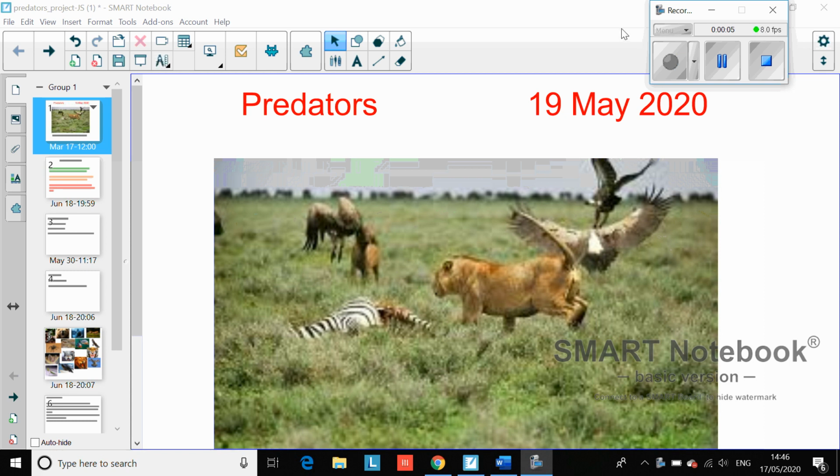So, what you're going to do today is a research task on predators. We've been looking at ecology and how animals interact with their food chain. Today, we're going to take a look at the very top of the food chain. What I asked you to do last week was start thinking about which predators you might want to look into.